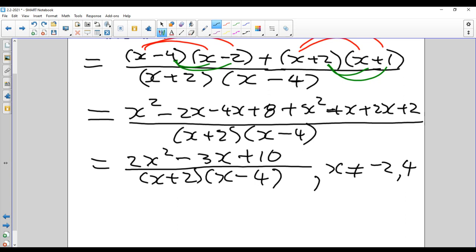I don't think there's anything else we can do with that. Unless you could factor the top, then there is a common factor between the two of them. But I did a quick mental check. I mean, I could be wrong. I couldn't see any way to factor 2x squared minus 3x plus 10. I can't think of a way to do that. Can you?